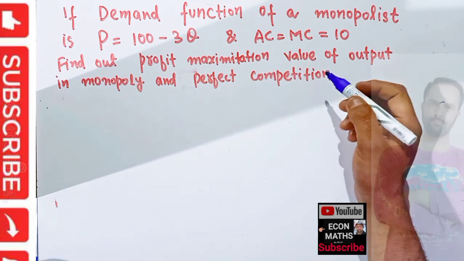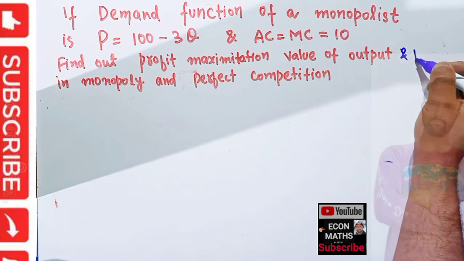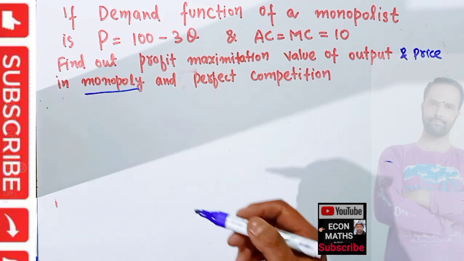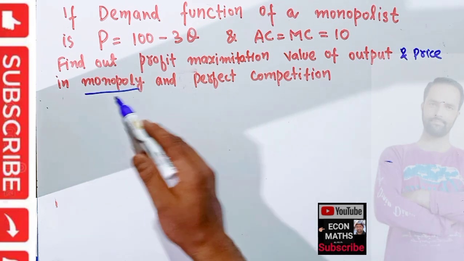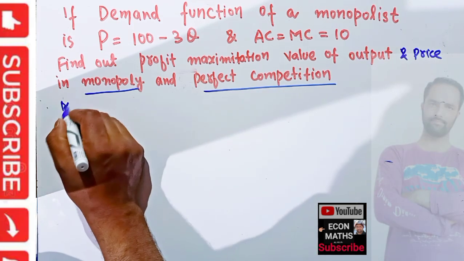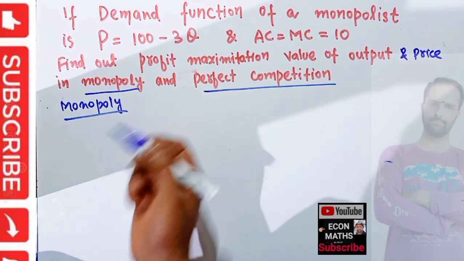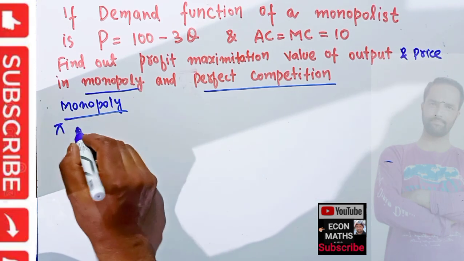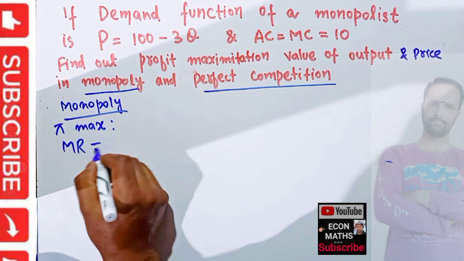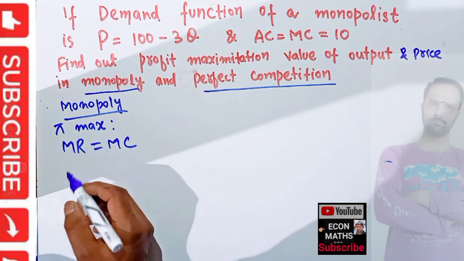Actually, it is the profit maximizing value of output and price. We have to find out what will be the optimal price and output in monopoly and in perfect competition. Let's take monopoly into consideration first. In case of monopoly, we know profit maximization requires marginal revenue should be equal to marginal cost. So first calculate the marginal revenue.